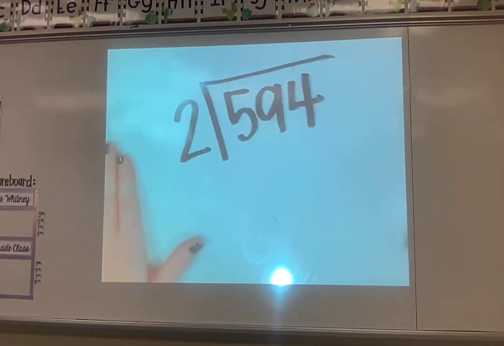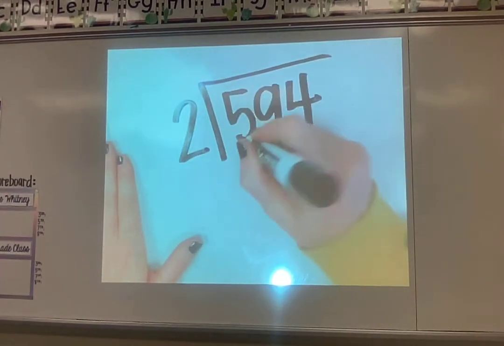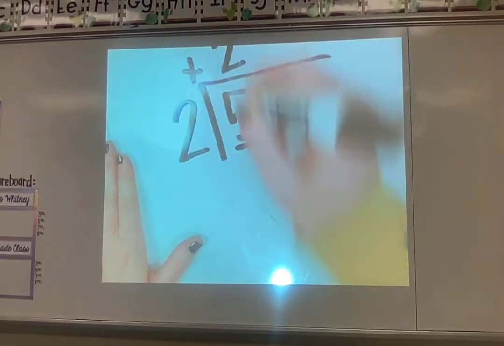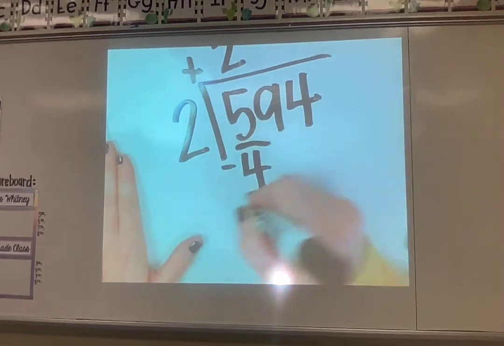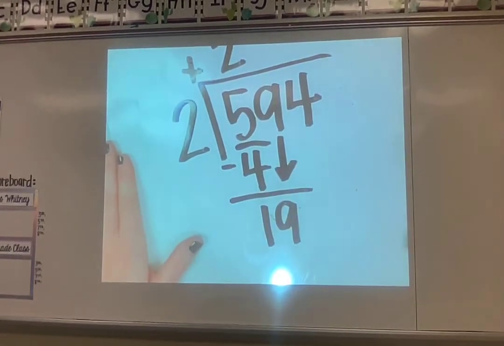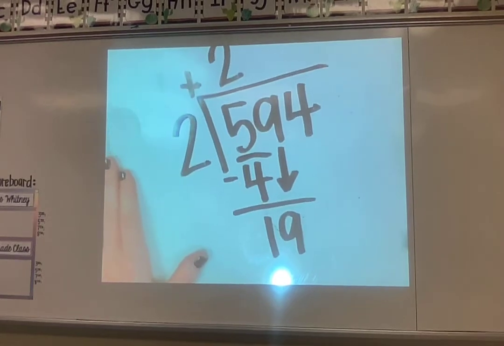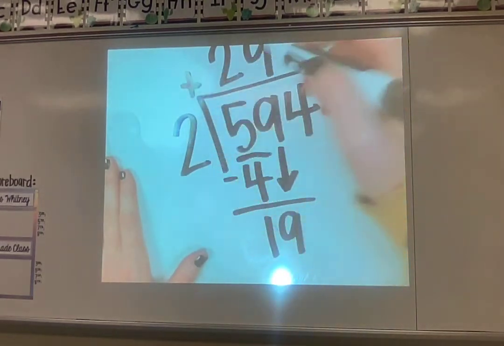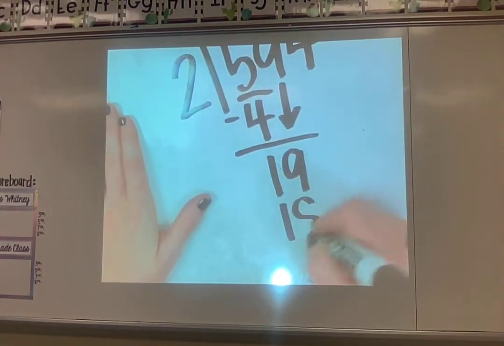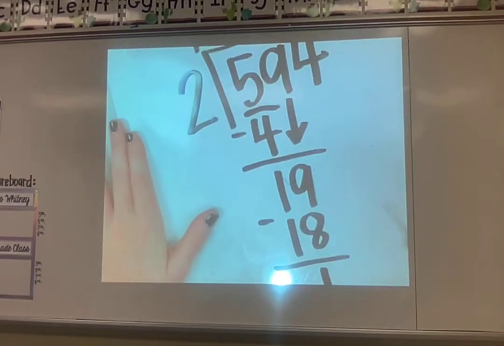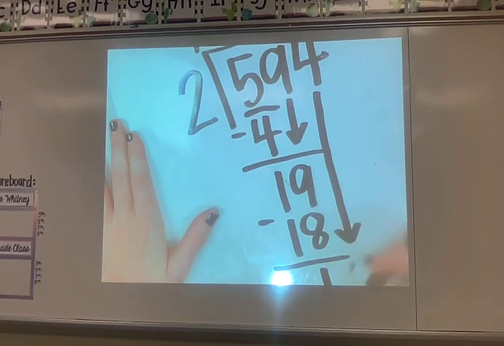All right, starting with dangerous. How many 2s will fit into 5? 2. Monkeys. 2 times 2 is 4. Swipe those, and I get a 1. Bananas. Bring down my 9. If I bring down, I have to go again. So how many 2s will fit into 19? That would be 9. Monkeys. 2 times 9 is 18. Swipe, that gives me a 1, and then bananas, bring down that 4.